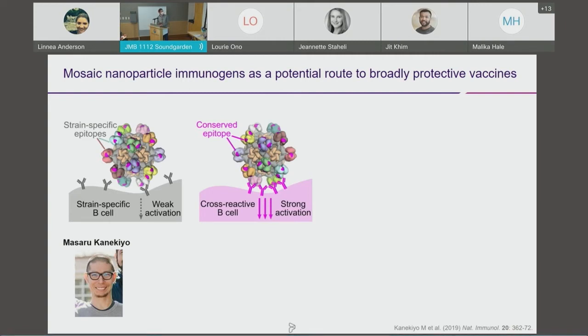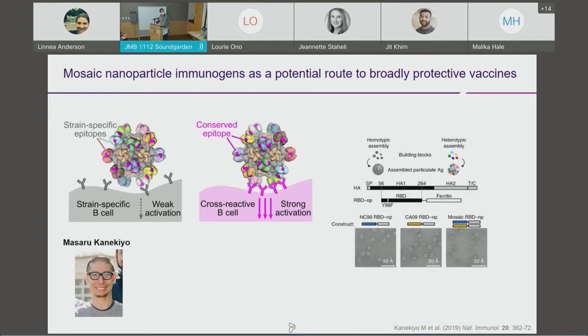So strain-specific B cells will react. So this gray B cell is interacting with this white epitope, which exists only once on the nanoparticle. So this B cell doesn't see the nanoparticle. It only sees one copy of the antigen, so it's more like a soluble antigen that weakly activates that B cell. Whereas the hot pink B cell sees multiple copies of this conserved epitope that's presented in this antigen array. And so that B cell gets the benefit of the nanoparticle, is strongly activated and expanded. So hopefully the idea here is that you are preferentially activating these cross-reactive B cells.